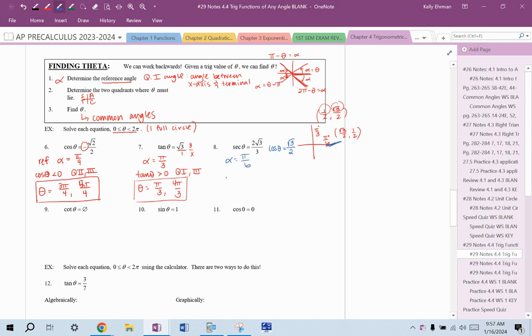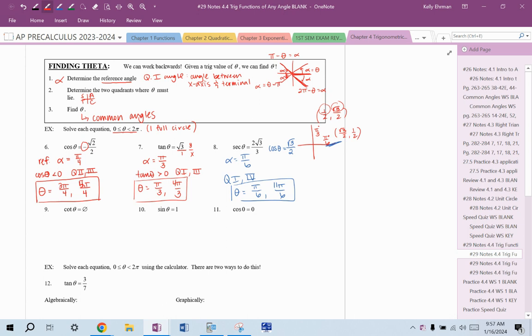If we had an x value of radical 3 over 2, we must be at the pi over 6 angle. So our reference angle is pi over 6. And which two quadrants are we in? Cosine is positive in quadrants 1 and 4. So give the theta in quadrant 1, pi over 6. What is the pi over 6 angle in quadrant 4? 11 pi over 6.